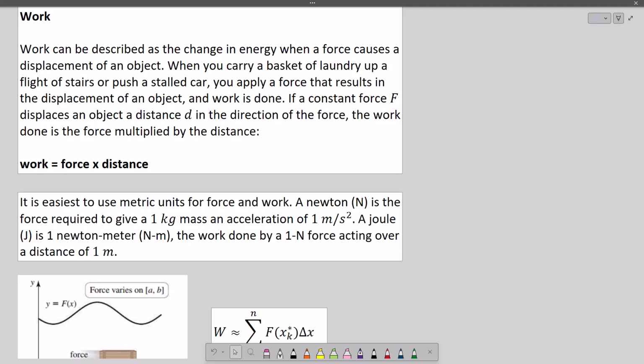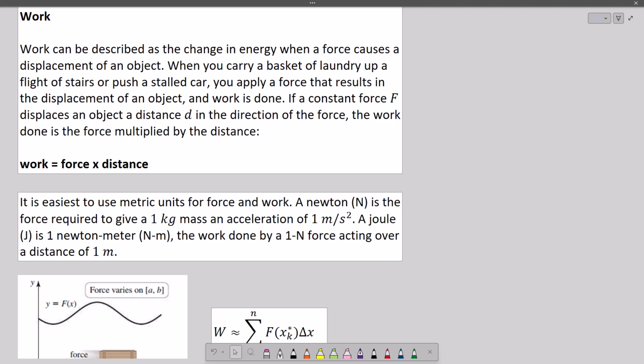That means work is done. When force displaces an object, work is done. So if a force is moving something, work is done. And work will be force times distance in the most basic sense if the force applied is constant. So if you're applying a constant force to something, you're lifting something, constant force, then you can get away with this simple formula.